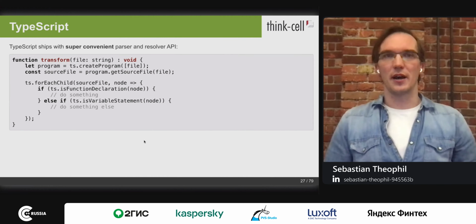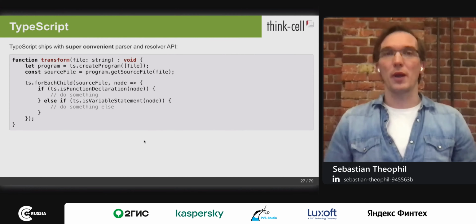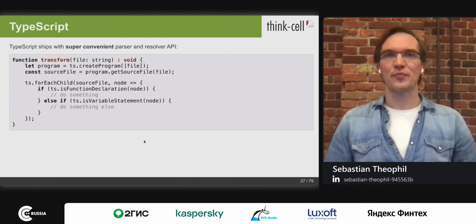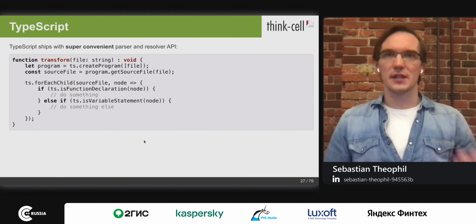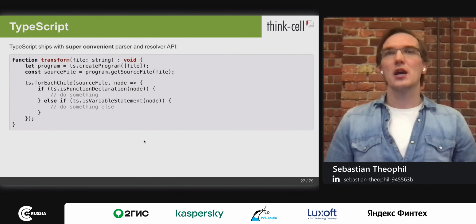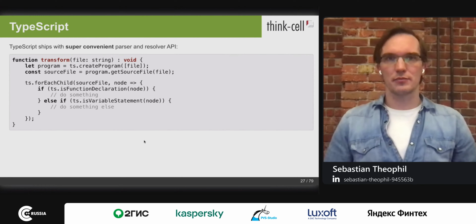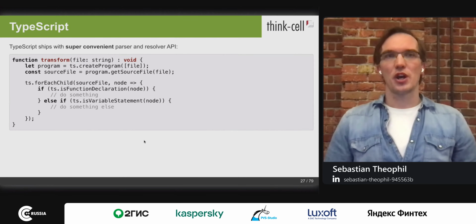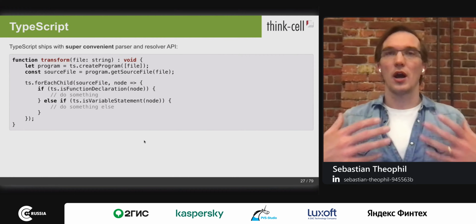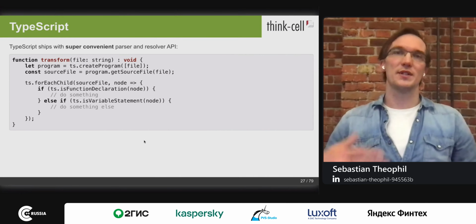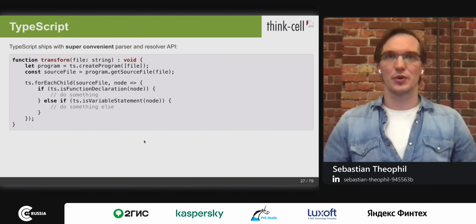We can simply create a TypeScript program from an input file, then get a reference to the parsed source file, and then we can iterate over all the top-level syntax nodes in our interface definition file. And we can check, is that node a function declaration, or is it a variable statement? If it is a function declaration, we can go down further and check what's the name of that function, what's the return type that that function has, what are its arguments, its type parameters, etc.